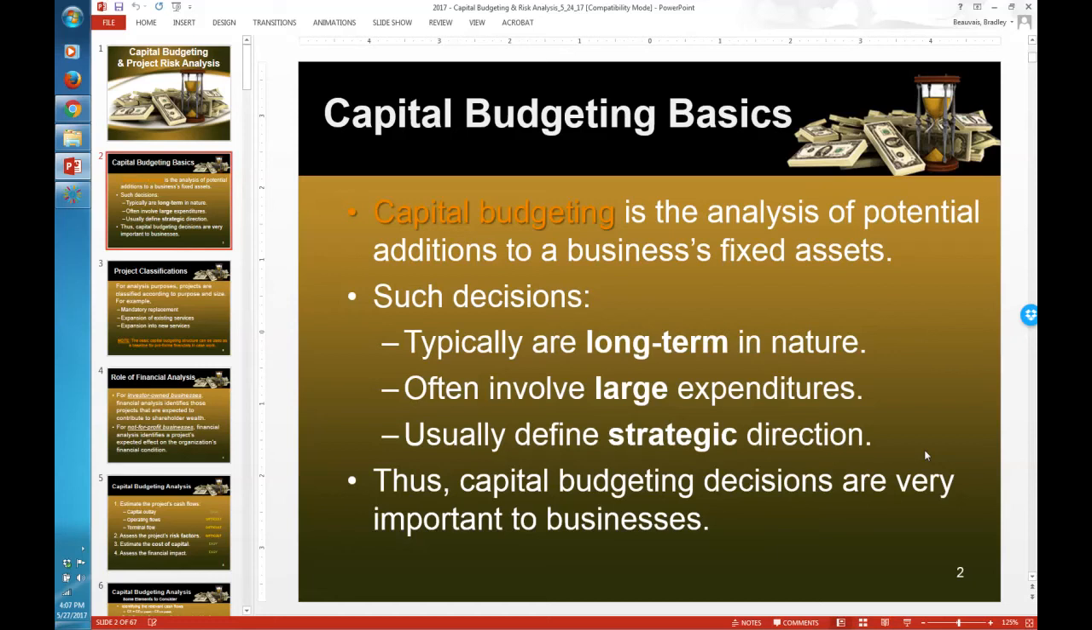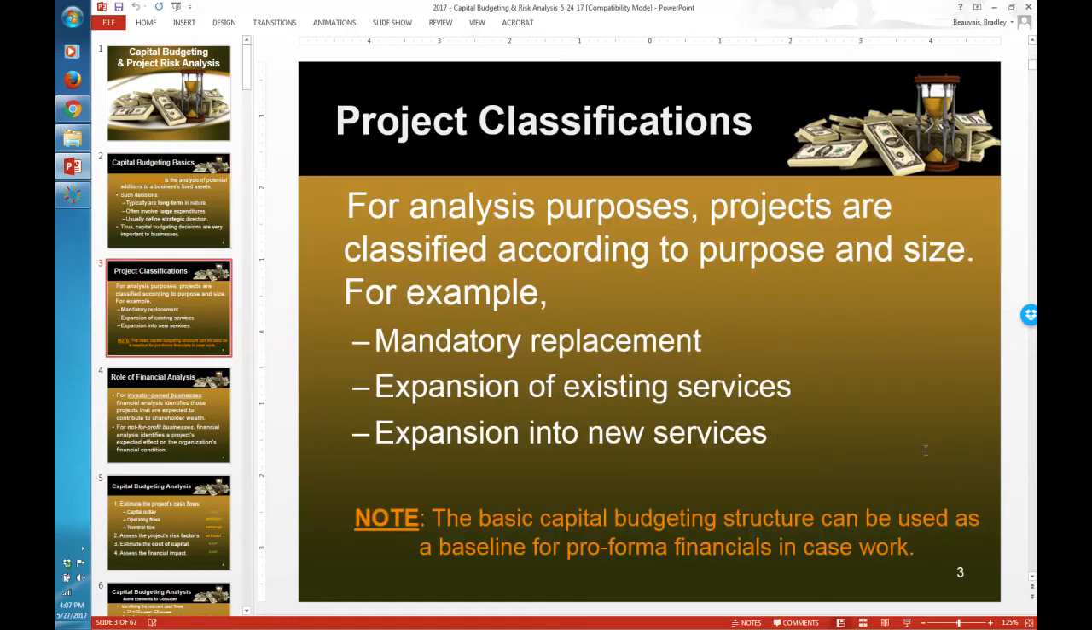So as such, these decisions are typically long-term, involve very large expenditures, and have some sort of strategic implication or direction. And obviously, it almost goes without saying that it's important to what we're doing. So anything that I just discussed: mandatory replacement, expanding services, new service lines, whatever the case may be. And as we start to look at pro forma analysis, or any sort of projection, I frankly use the capital budgeting process and framework to help us do that.